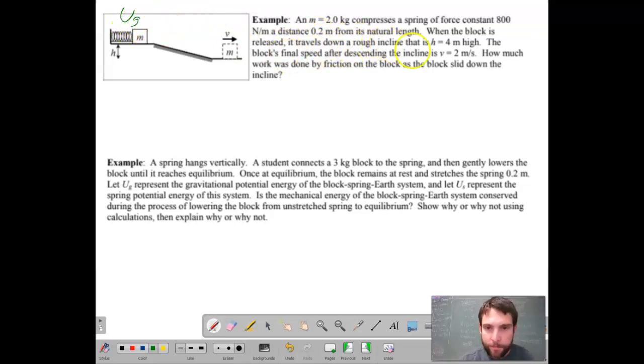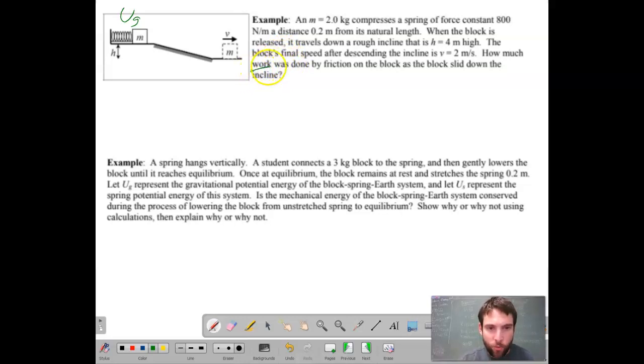I just know that it travels down a rough incline that height equals 4 meters high. The block's final speed after descending the incline is v equals 2 meters per second. I know what kind of energy that is. How much work was done by friction?